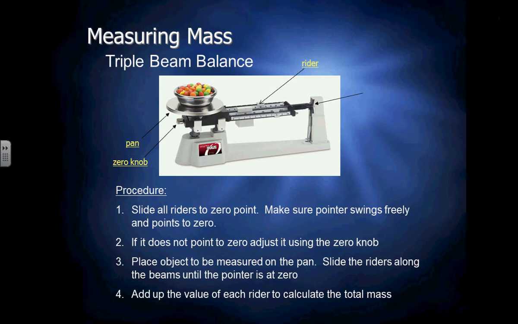Okay? So what I do is I slide all the riders to zero, make sure the pointer is swinging freely. I adjust the zero knob if necessary. And once you do that once, you generally are not going to need to do it very much. Put my object on the pan, and then I slide these weights until it balances back at zero again.